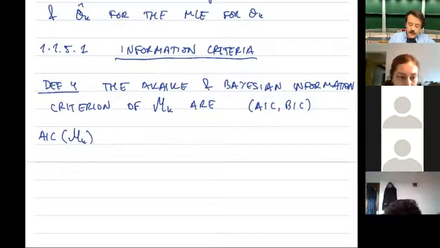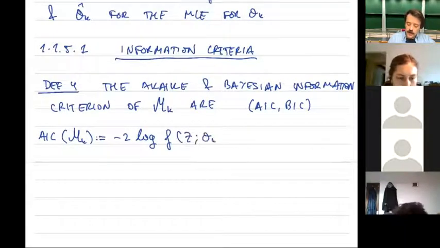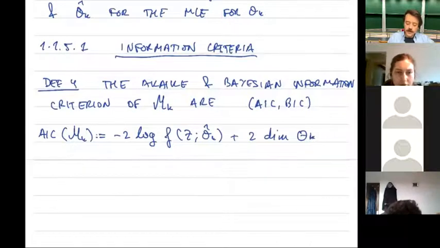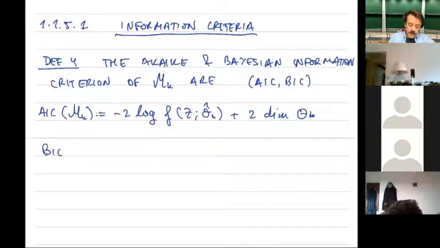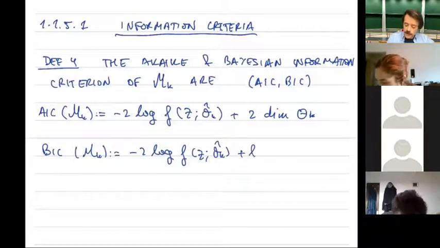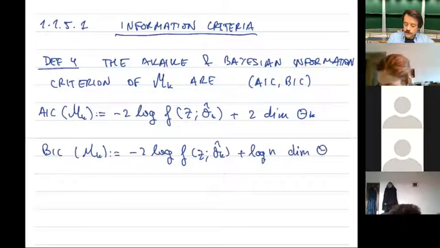So AIC of M_k is by definition minus 2 log of f at the data and at the MLE, plus 2 times the dimension of the parameter space for the kth model, and BIC is defined similarly as minus 2 times the log of f at theta_k hat. But then the penalty term is a bit different. We get a log n rather than a 2.